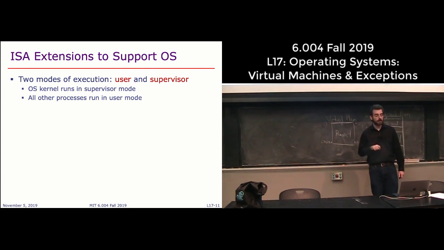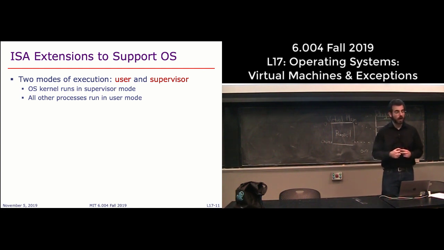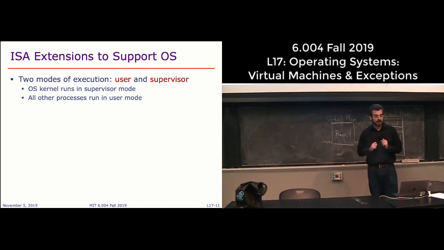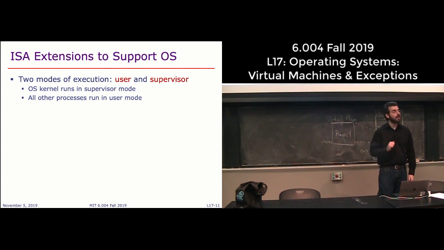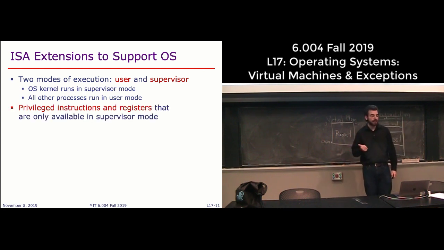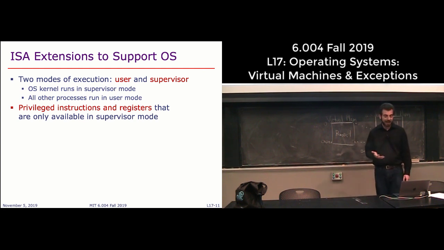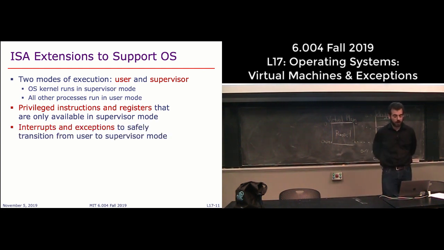The operating system kernel is going to run in Supervisor Mode, and all other processes, all normal processes are going to run in user mode. And the key thing here is that in supervisor mode, we're going to have access to special capabilities. Right? The operating system kernel is going to be able to do things, because it's in supervisor mode, that normal processes cannot. And specifically, the things that it's going to be able to do are A, we're going to have privileged instructions and privileged state, that are only available in supervisor mode.